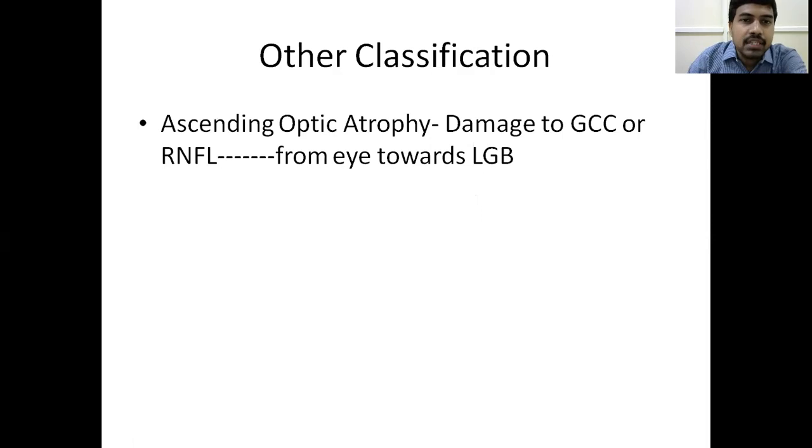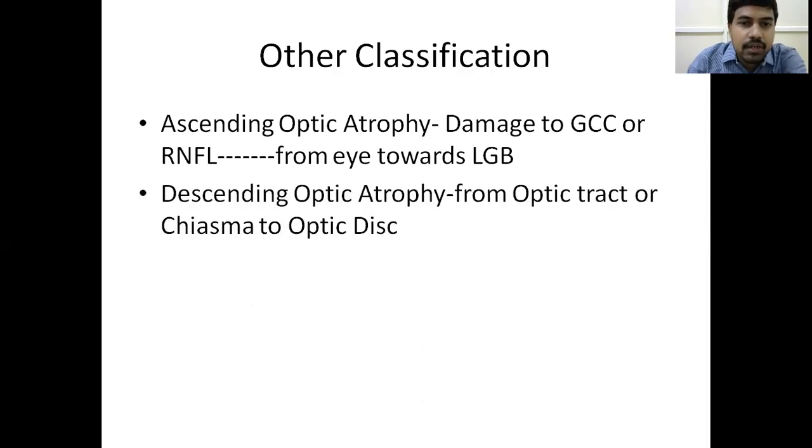And the other classification is ascending optic atrophy or descending optic atrophy. So what is ascending optic atrophy? Damage to the ganglion cell layer or retinal nerve fiber layer, and it goes from the eye towards the lateral geniculate body. Whereas descending optic atrophy is from the optic tract or chiasma to the optic disc. So what is this? We'll see here.